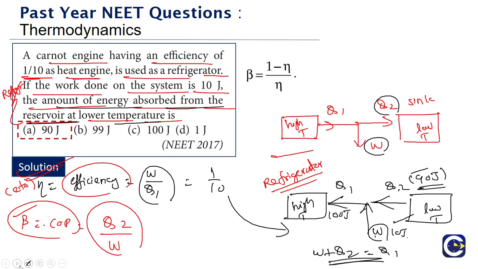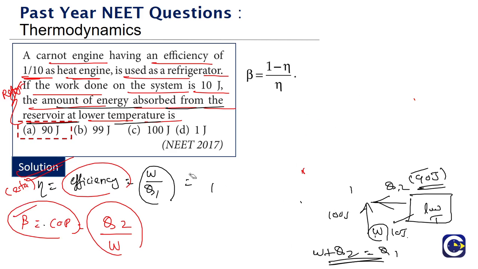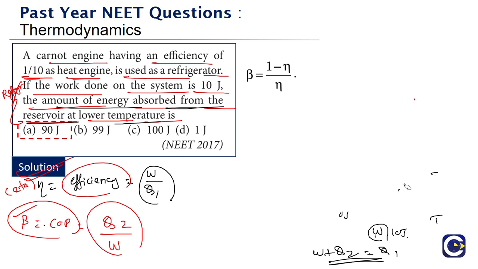So what will be the relation? Beta will be equal to (1 minus eta) by eta. We can check how this comes, because this is an important one. Sometimes we have got questions on this in a couple of medical entrance examinations. So beta will be equal to (1 minus eta) by eta.